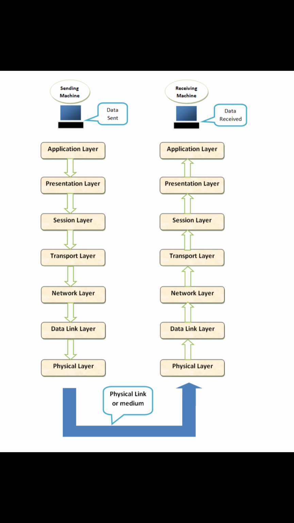One is the application layer, presentation layer, session layer, transport layer, network layer, data link layer, and the final one is the physical layer. Let's see how these 7 layers transfer the data from one layer to another layer. First, we will see the application layer.